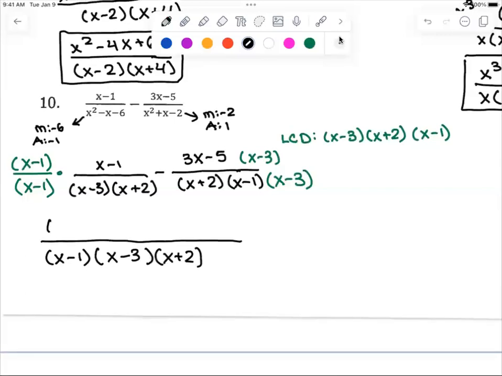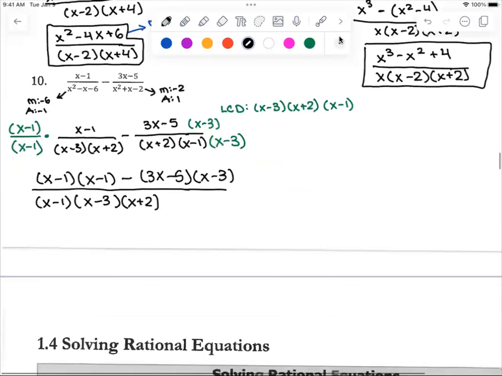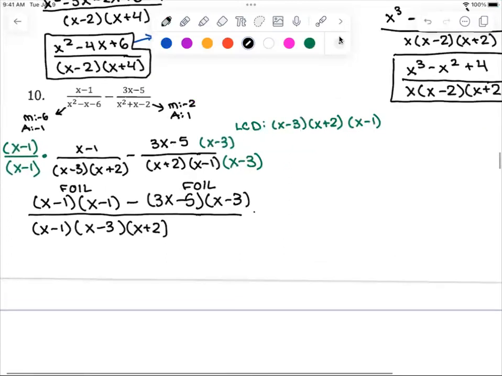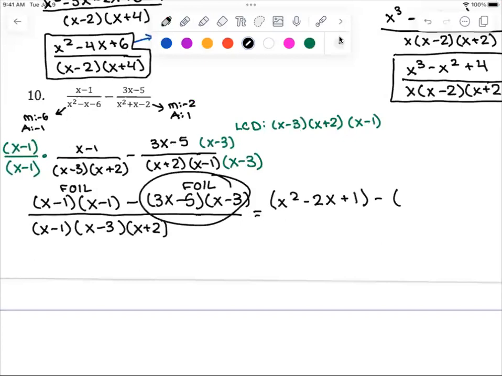The top, we have x minus 1 times x minus 1 minus 3x minus 5 times x minus 3. So you can subtract them with the common denominator. So this is just going to take some algebra work. This takes 2 sets of foiling. So I'm going to have to FOIL and FOIL. So let's see what happens. X times X is X squared. Negative 1X and negative 1X is going to give me a negative 2X when I FOIL, and the negative 1 times negative 1 is going to be a positive 1.